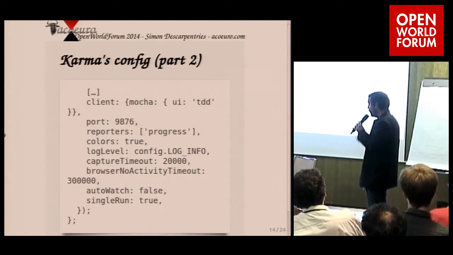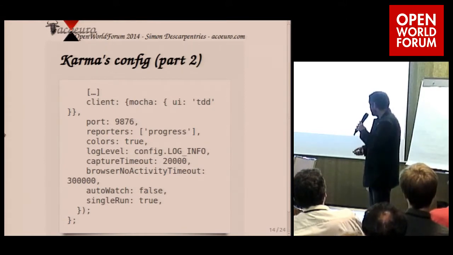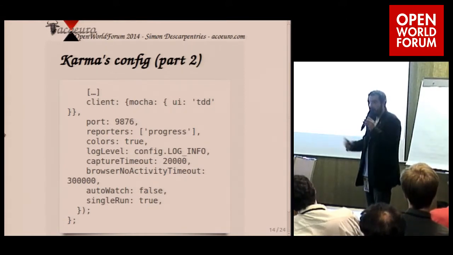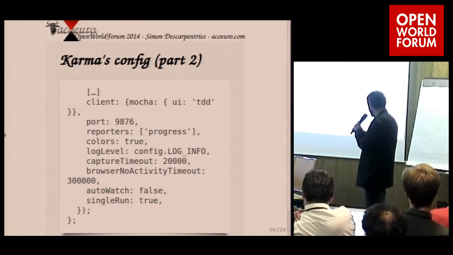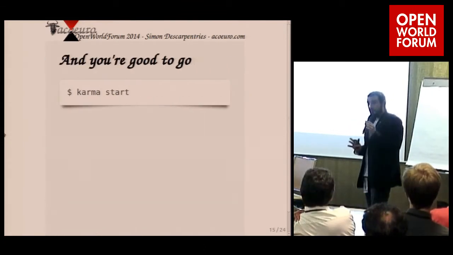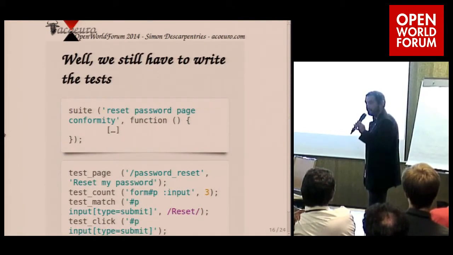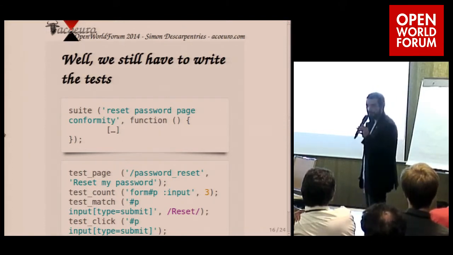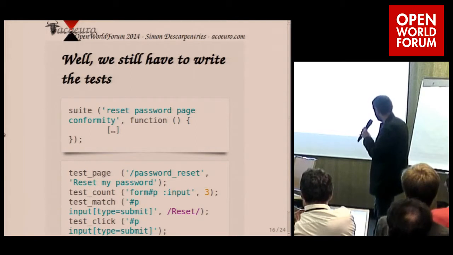After that, there are a lot of things that we can tell or just keep like this. But Karma can capture or not the browser. And if it fails, you can decide when it times out and things like this. When we have done this, it's just to write Karma start and the code is running. But still, we have to write the tests. And it was the purpose of this presentation. As I said, in your JavaScript files, you will have suite blocks with their title and the function block and test lines.